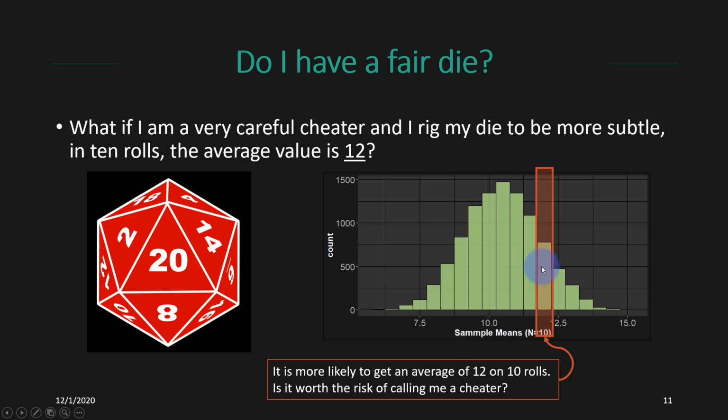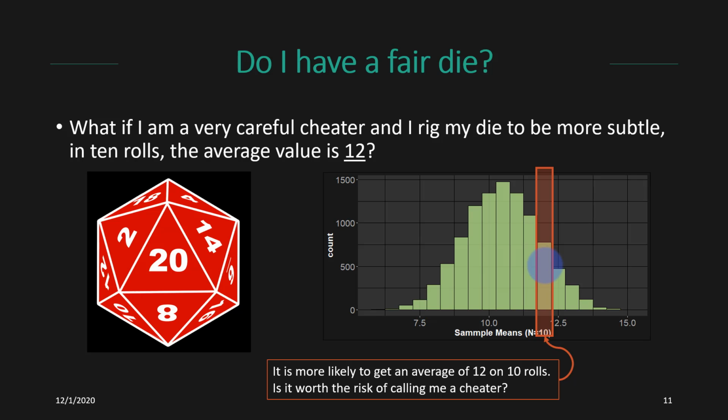So now you can see that would put me in this bin. So getting an average value of 12 is still statistically a little bit odd, but it's not that unusual, right? It's pretty close to what we would actually expect on a fair die. So there's a chance that I'm cheating here. It's a little bit unusual given a fair die, but it's not that unusual, right?